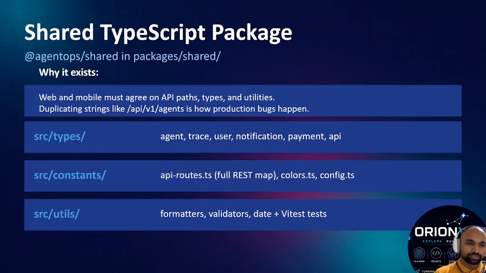And shared TypeScript package. These are the shared libraries: agent, trace, user, notification, payment, API, and everything will go to the source. And then source constant. This is the API route TypeScript files, color.typescript and config.typescript files. Then utils, that format is validators, data and tests, all will come here.